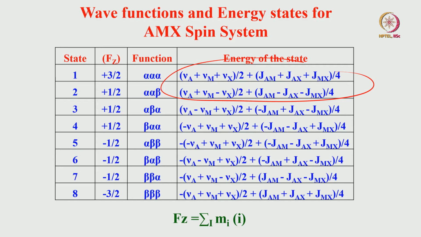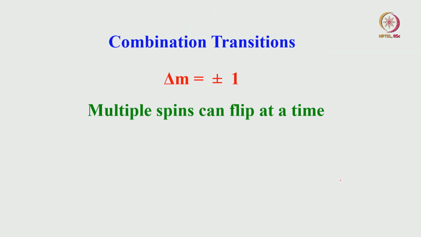You have to take all this into account and diagonalize the Hamiltonian. You will get an 8 by 8 matrix. You have to diagonalize it and get the eigenvalues, and these are the eigen energy states. And using these, you can get the frequencies. Of course, in this case, you can find out the difference.